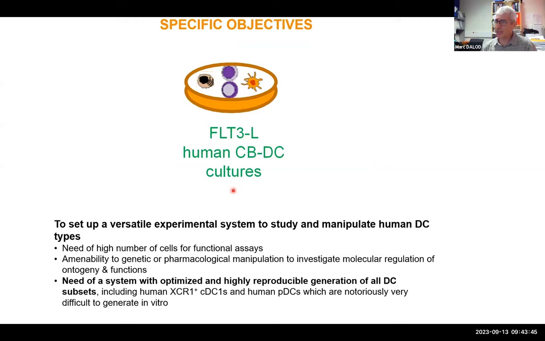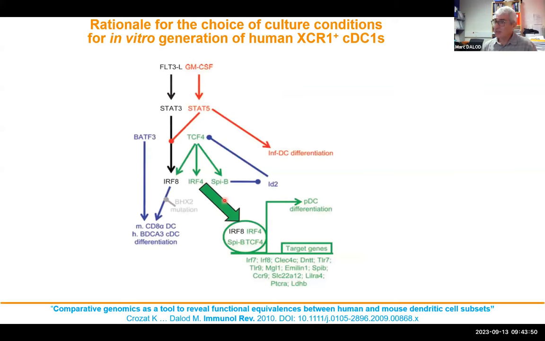So we decided to do that by trying to differentiate in vitro human DCs from cord blood progenitors. We thought we would look at the literature and what was known in the mouse to develop a rationale for how to do that. And it's known in the mouse that the key cytokine driving plasmacytoid DC, cDC1 and cDC2 differentiation is FLT3 ligand, signaling through STAT3. Part of it is that it drives IRF8 expression, and IRF8 is a transcription factor that is key for the development or the function of mouse cDC1 and mouse plasmacytoid DCs.